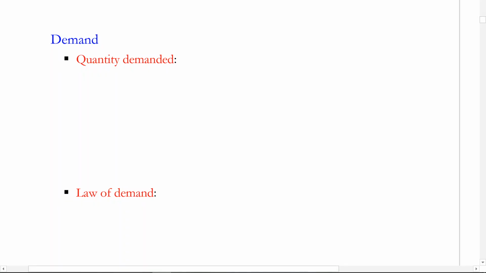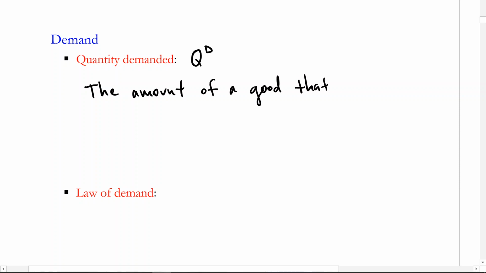Starting with our definition of quantity demanded. Let me first note that I often abbreviate quantity demanded with QD. And this is the amount of a good that buyers are willing and able to purchase at a given price. So the amount of a good that buyers are willing and able to purchase at a given price.